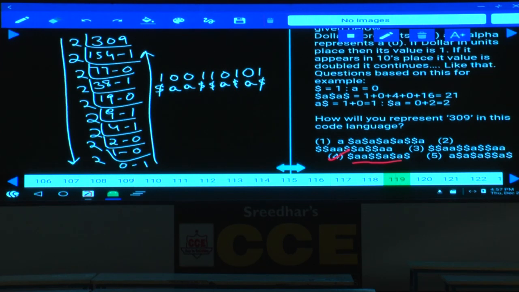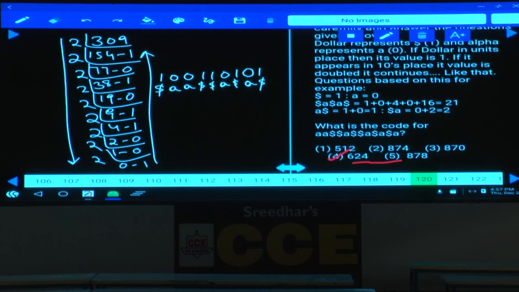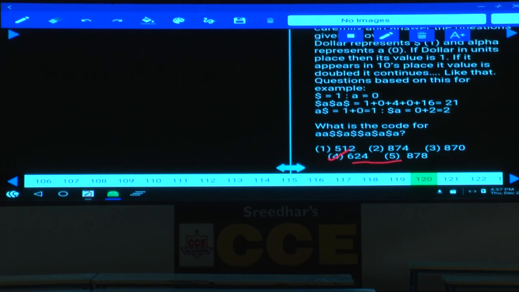Then what about 120? Now as given a code, we need to identify the code for this one. What is the code here? A dollar A, next one dollar dollar A dollar dollar A, next one dollar dollar A dollar dollar A dollar dollar A dollar, A dollar, next one A dollar A, isn't it? Is that correct?